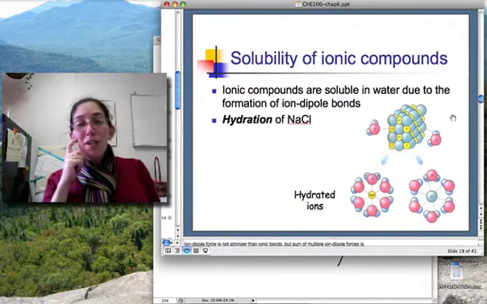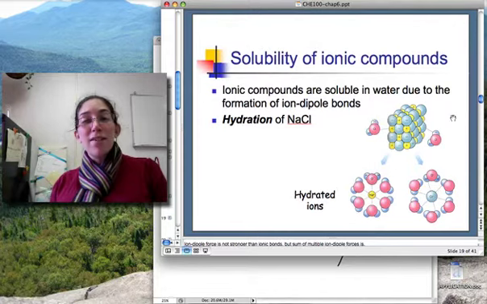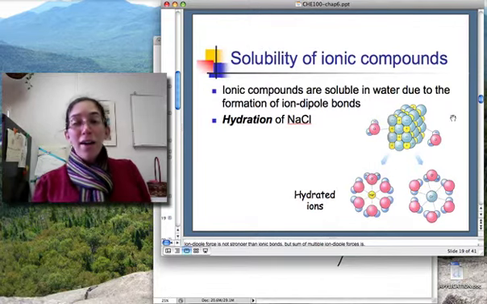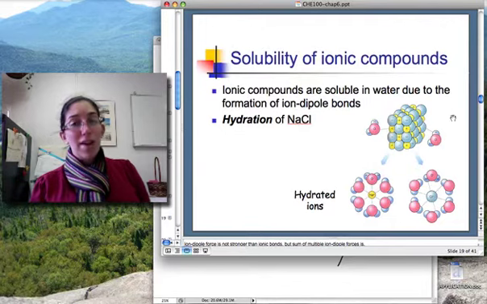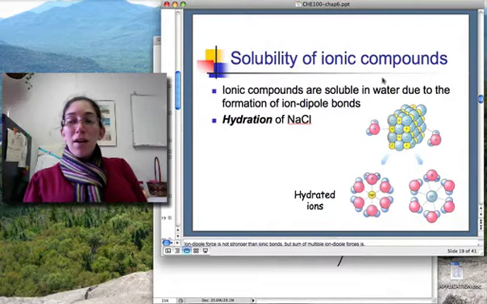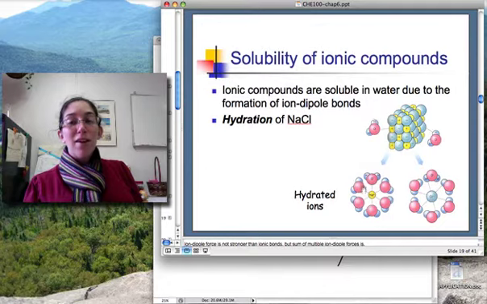Another type of compound that's very soluble in water are ionic compounds, because they can engage in ion-dipole bonding, which is very strong, actually stronger than hydrogen bonding. So when you mix an ionic compound in water, what happens is, so this is a molecule of salt.